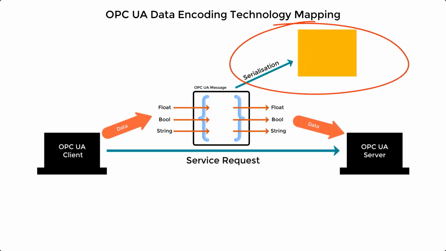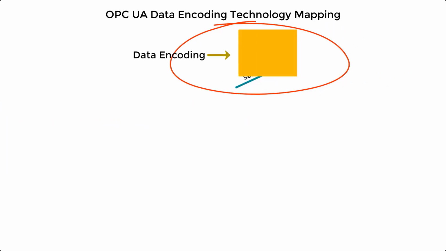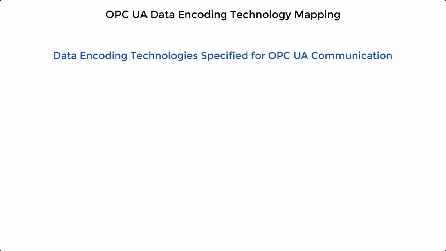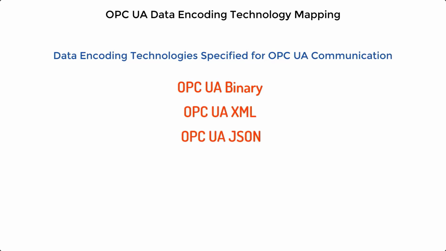This specific manner of converting an OPC UA service request or response into a stream of bytes for transmission is what is referred to as data encoding. And at the present moment, the OPC UA standard specifies 3 technologies that could be used for encoding OPC UA messages. These are OPC UA Binary, OPC UA XML, and OPC UA JSON.